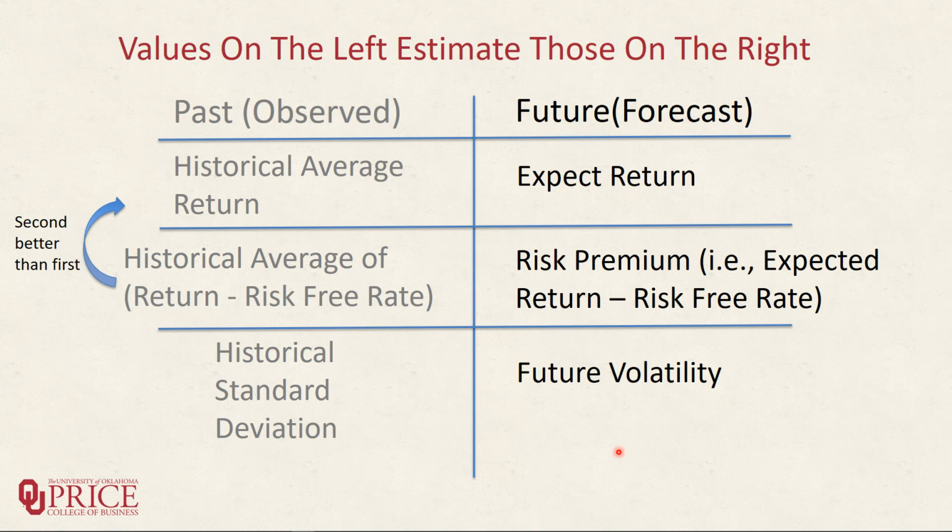So this table summarizes the approach I just described. Remember, we have to first think about the assumption of whether the future will be similar to the history. If we do accept that assumption, then we can use the historical average return as an estimate of expected future return. Or alternatively, we can use the historical average of the difference between the asset return and the risk-free rate as an estimate of future risk premium. And we can use the historical standard deviation of returns as an estimate of future volatility.